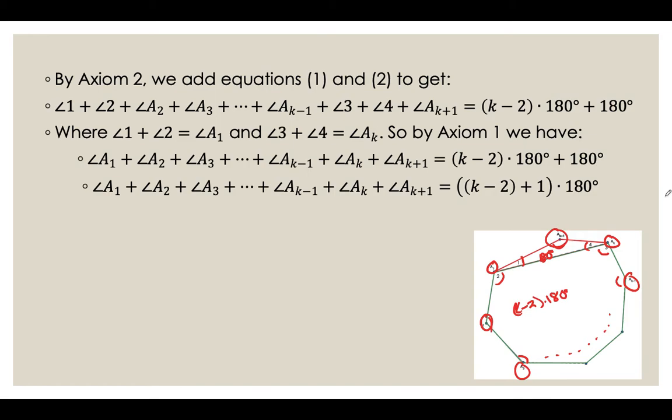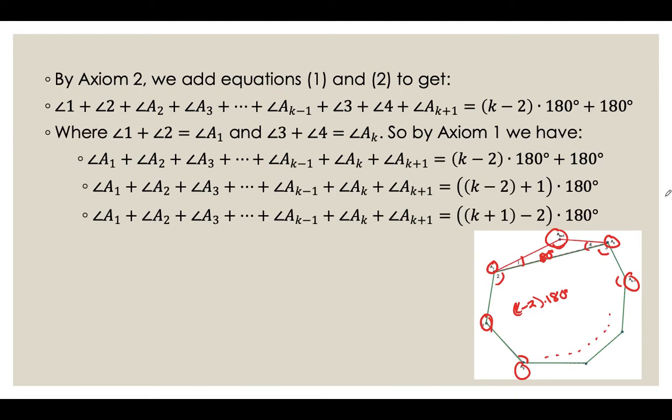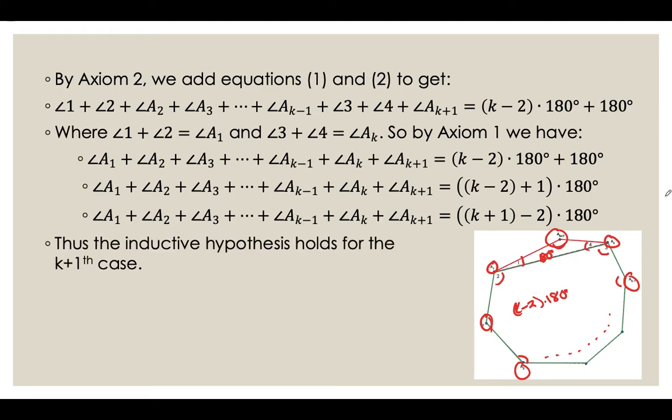On the right side then, we'll go ahead and factor out that 180 degrees rather than doing it the conventional way and moving the 180 to the left side. We'll leave the 180 on the right side of the expression. Then using the associative property, we'll regroup what we have in the parentheses as parentheses k plus 1, that quantity minus 2, which is exactly the k plus 1th case. Thus, the inductive hypothesis holds for that k plus 1th case, and therefore it holds for all cases.